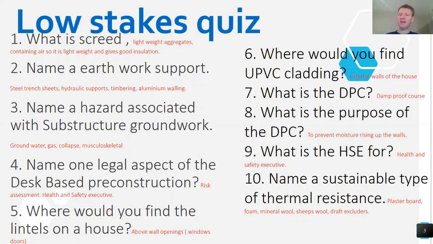All the answers are on the page. Have a look at the answers and see how you got on. It's not about how many you got right or how many you got wrong. What it does is show you the topics that you need to study. The ones that you got right, you don't need to look at again. The ones that you got wrong, spend a bit of time on those.